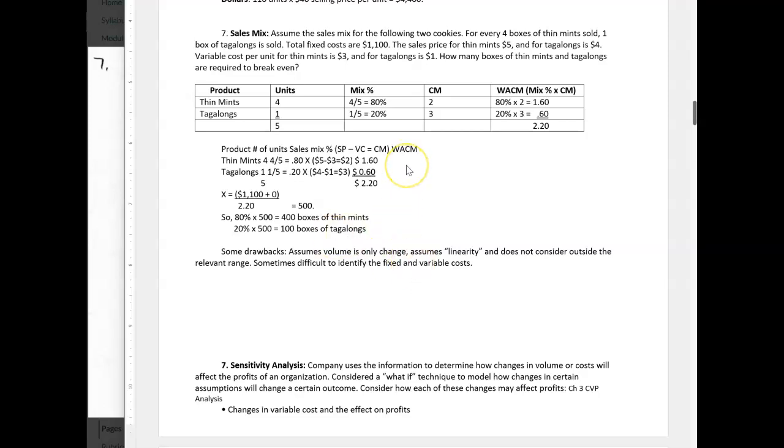There are some drawbacks here. It's better than nothing, but it assumes that volume is the only change, it assumes linearity, and it does not consider anything outside of the relevant range. And the fact is, sometimes it's difficult to identify fixed and variable costs.